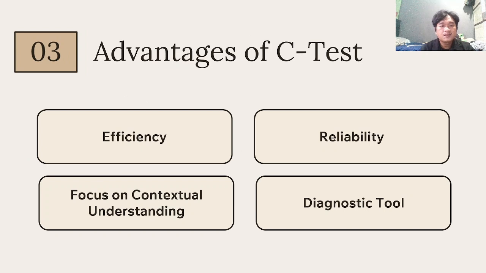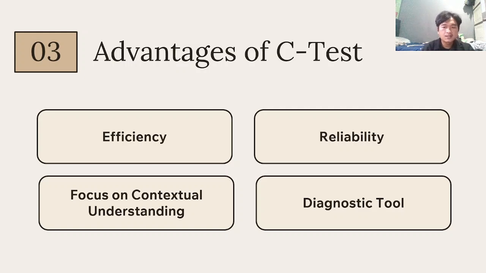Next, the advantages of the C-test. Number 1 is efficiency. A C-test can be administered and scored relatively quickly compared to other forms of assessment, like essays or oral exams. This efficiency makes them practical for large groups of learners, allowing educators to obtain results in a timely manner.